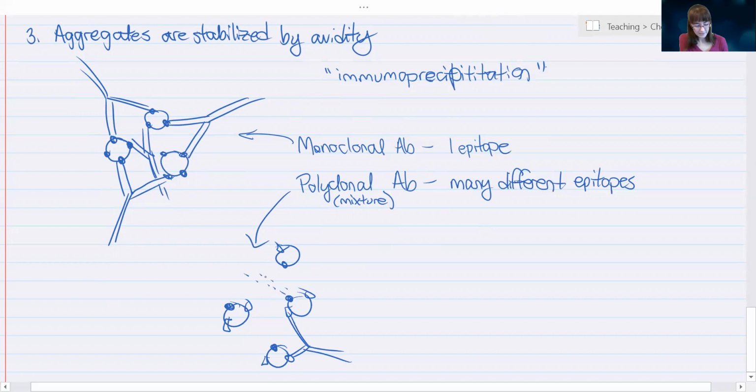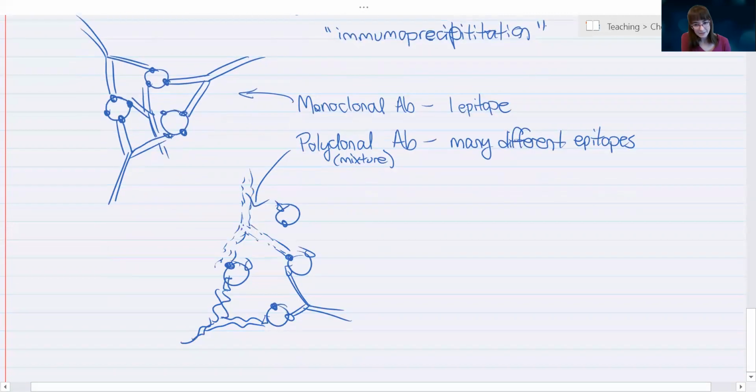Maybe I'll draw it as a dotted line to say it's a different clone. I mean, of course, these aren't clones, but an antibody with a different epitope in the polyclonal mixture. And so that's also an antibody. You could draw yours in a different color. And so you can very quickly build up. I'll draw another one with wiggly lines. This would be a third color antibody.